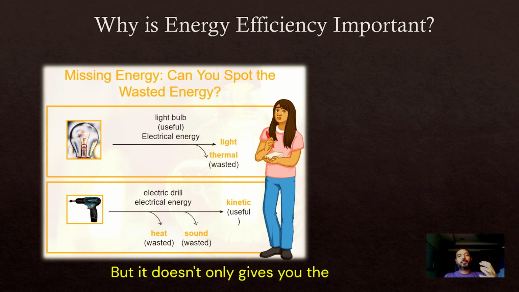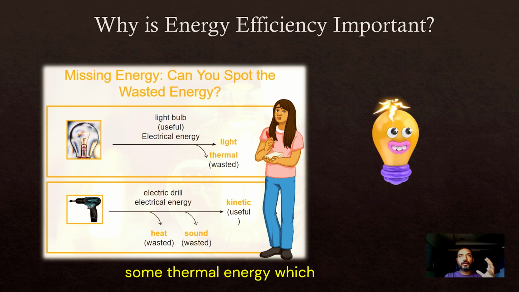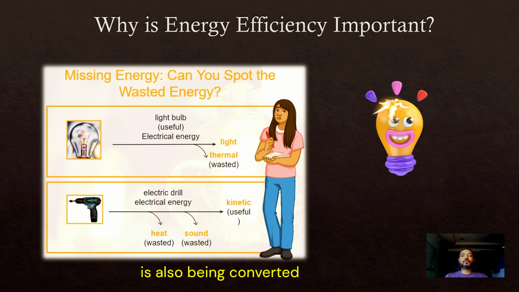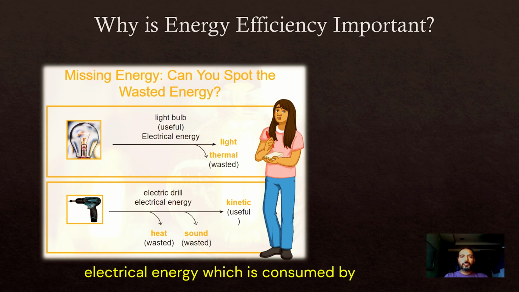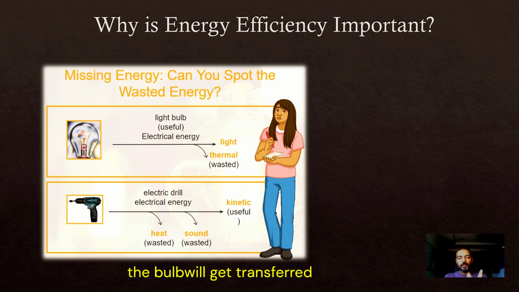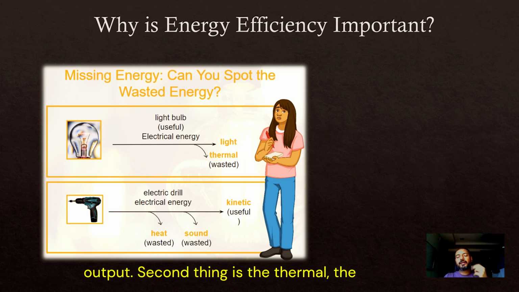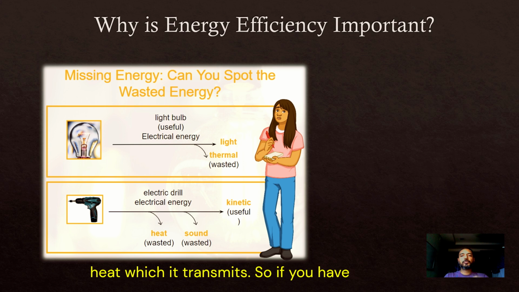Okay, but it doesn't only give you the light. Along with that, it generates some thermal energy, okay, which is also being converted from the electrical energy you are consuming. So the electrical energy which is consumed by the bulb will get transferred into two things. Number one is the light which we see, which is the desired output. Second thing is the thermal, the heat which it transmits.